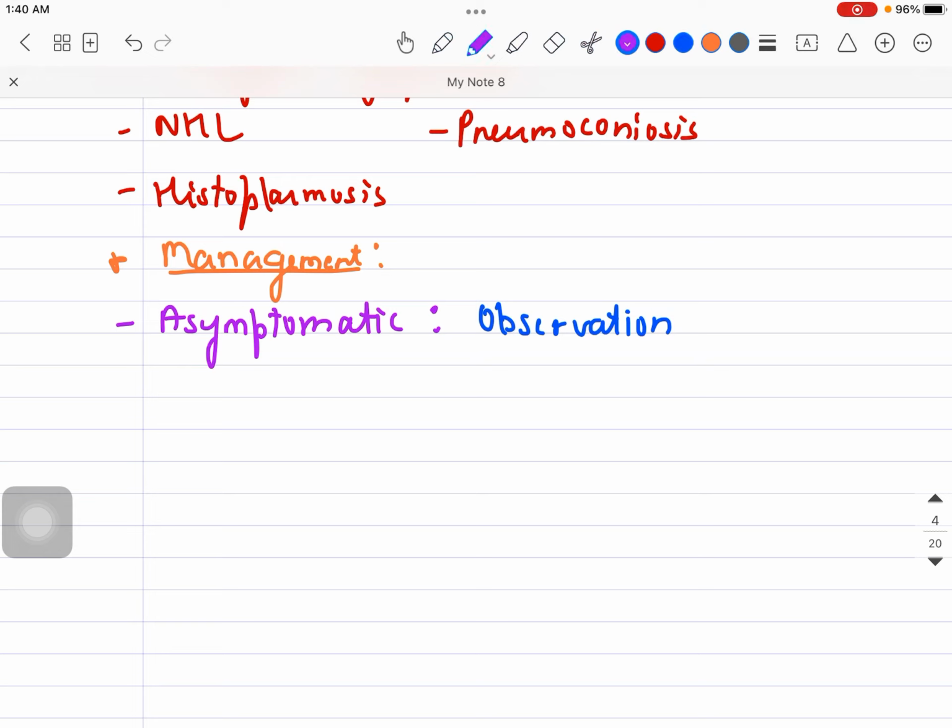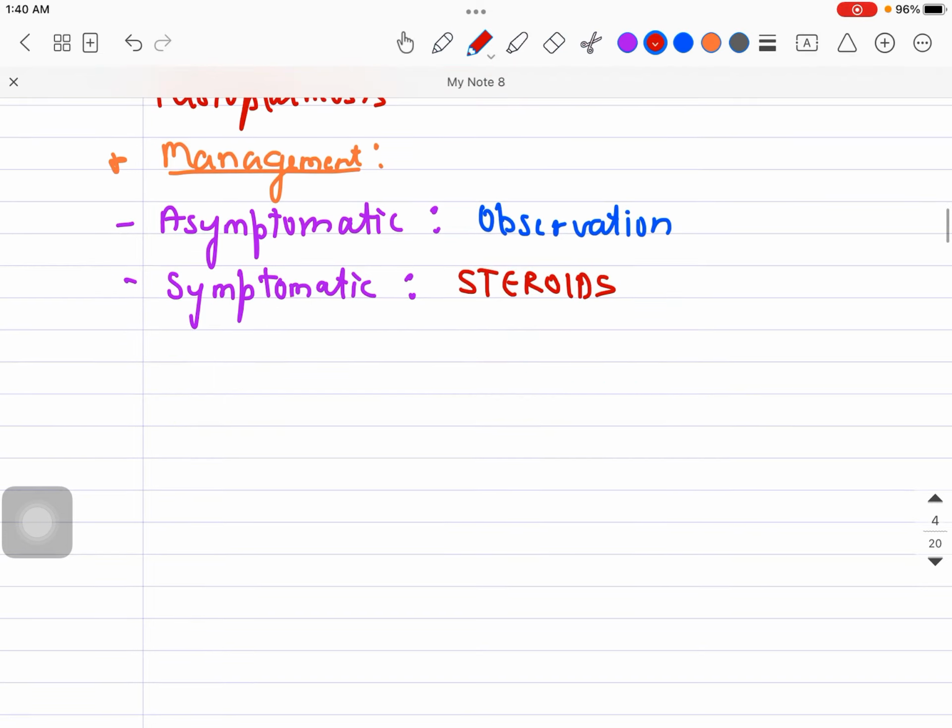Now the symptomatic patient, obviously we need to intervene. In the symptomatic patient we start with the very first drug, and the first line drugs are the steroids, no problem with that. Prednisolone, for example, methylprednisolone will take care of that. Steroids we can give orally, and they will take care of that.